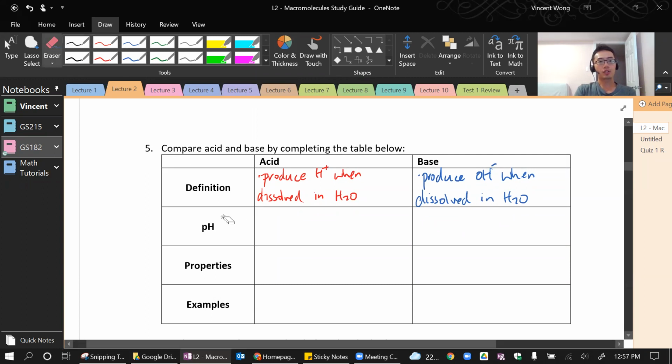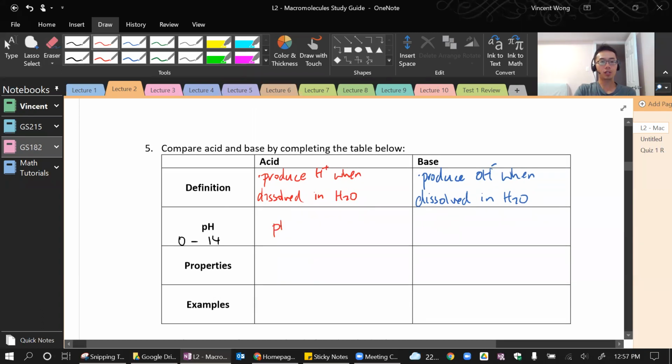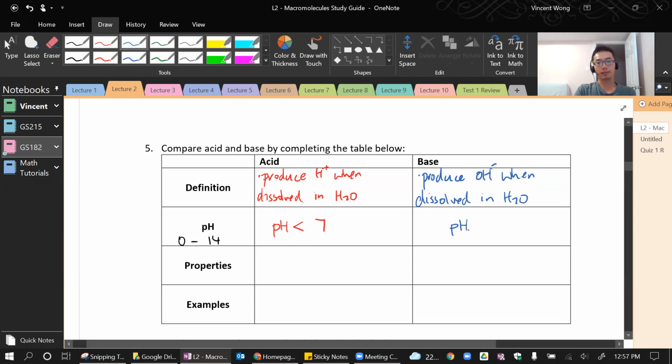pH. Okay, so pH is a scale that we use to measure the acidity of a solution. It goes from 0 to 14. If the pH is less than 7, we would call that an acid. If it's greater than 7, then it is called a base. If it equals 7, it's neutral. Distilled water is neutral.